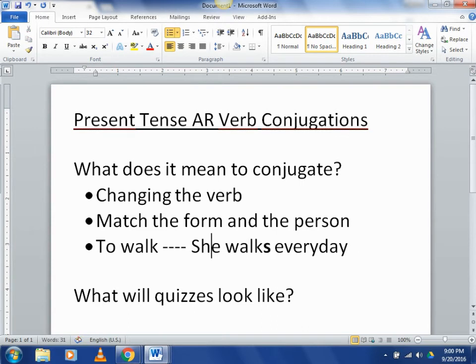She walks. If you use someone's first name or a title, we have to have that S there. That concept of changing the verb is called conjugating.